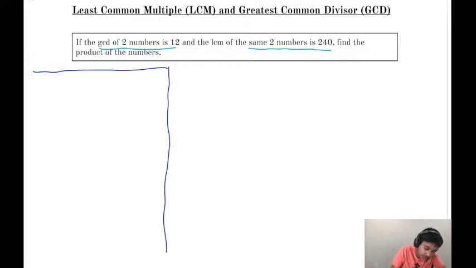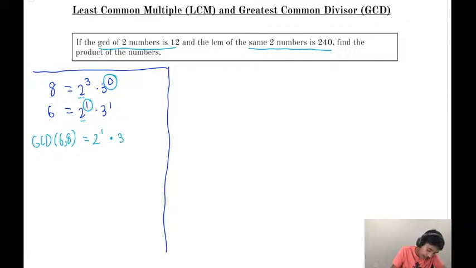So let's just say we have the numbers 3 to the 0. And then the LCM is just going to be the larger exponent of the prime factor.